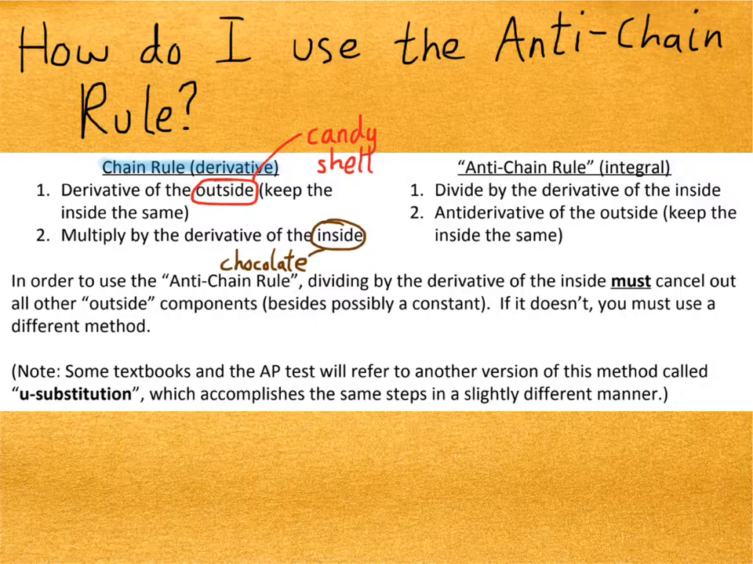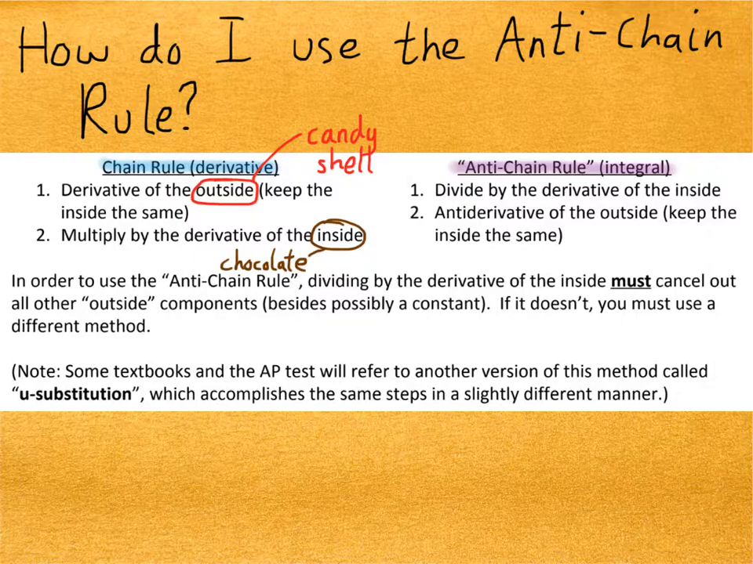So the steps of the chain rule were that we take the derivative of the outside candy shell, the outside function, but keep the inside of it the same. Then we multiply by the derivative of the inside function. So for the anti-chain rule, we need to reverse that process, starting with the last step of the chain rule. So instead of multiplying by the derivative of the inside function, I'm going to divide by the derivative of the inside. Then, instead of taking the derivative of the outside, we'll do the antiderivative of the outside, still keeping the inside the same.